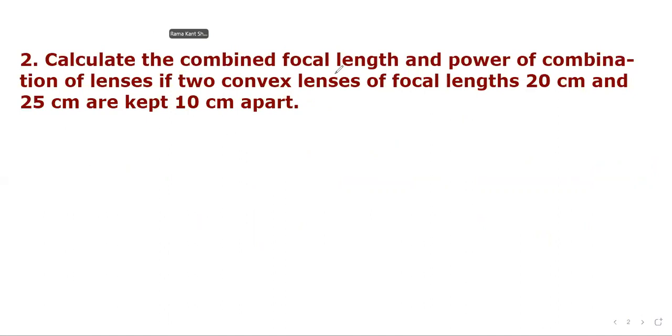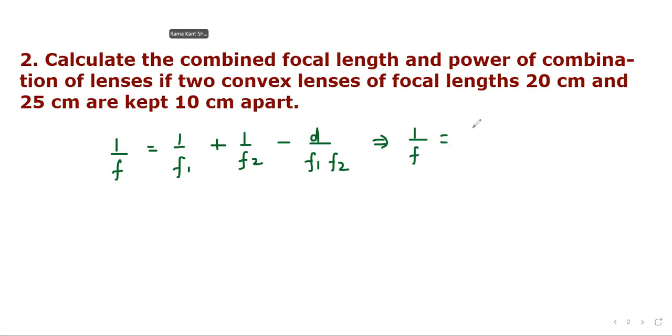Question 2. Calculate the combined focal length and power of combination of lenses if two convex lenses of focal length 20 centimeter and 25 centimeter are kept 10 centimeter apart. So the formula when two lenses are kept d distance apart: 1 upon f equals 1 upon f1 plus 1 upon f2 minus d upon f1 f2. So 1 upon f equals 1 upon 20 plus 1 upon 25 minus 10 upon 20 into 25.